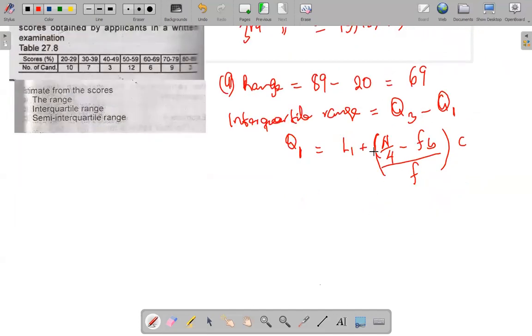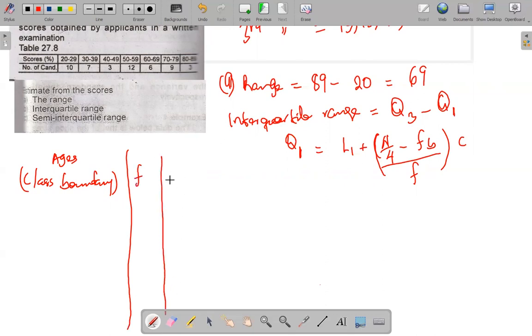How do we do that? For the table here, we are given the class interval. From that class interval, we need to get class boundaries because L is the lower class boundary of the quartile. And the class boundary for 20 to 29 is, remember, to form a class boundary, you decrease this first number by 0.5. So 19.5 will be the lower class boundary for that instead of 20. So let me call it class boundary for the ages. Let me put ages, then in bracket the class boundary for those ages. And I need the frequency. I also need the cumulative frequency.